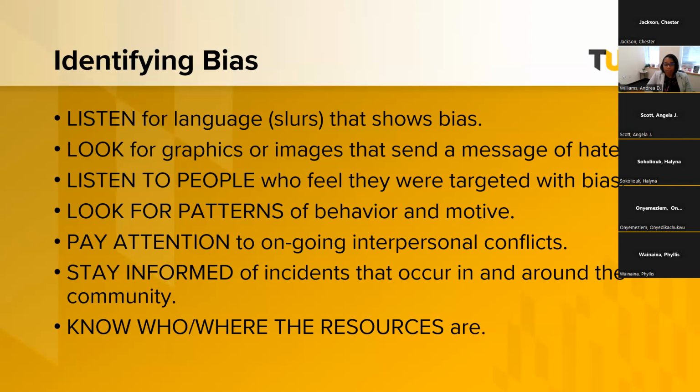Look for patterns or behaviors and motives that people may have. Pay attention to ongoing interpersonal conflicts on the campus. Stay informed of incidents that occur in and around the community. And I can't stress this enough: know who and where the resources are. OIIE is one of the resources that you guys can come to, but there are others, like the Counseling Center, for people to talk to when they may have encountered a bias incident and don't know how to feel or express themselves. That's also a resource for you as well.